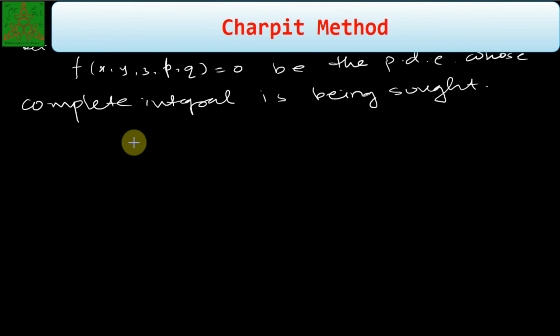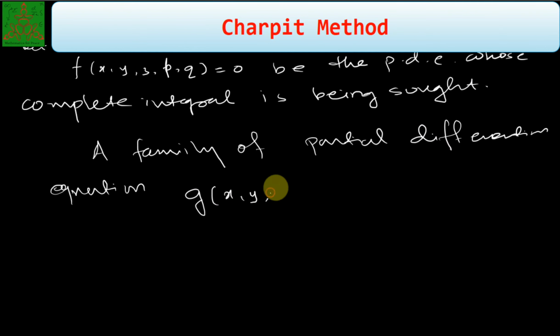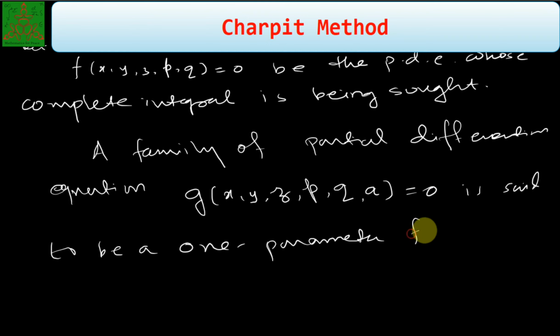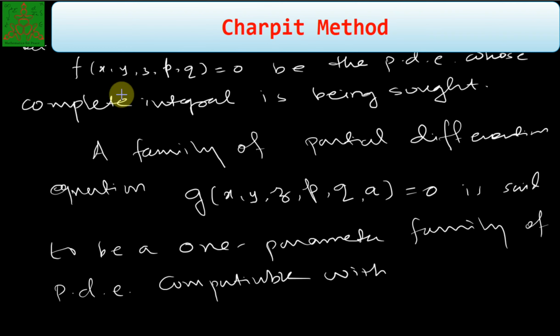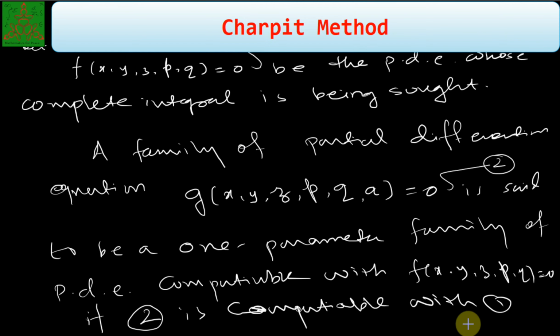A family of partial differential equations g of x, y, z, p, q and a equal to 0 is said to be a one parameter family of PDE compatible with this equation, that is f of x, y, z, p, q equal to 0. Let us say this is equation number 2 and this is equation number 1. If 2 is compatible with 1 for each value of a.